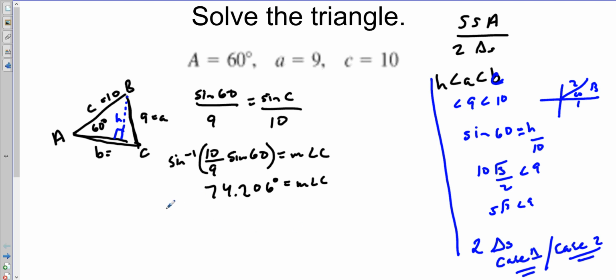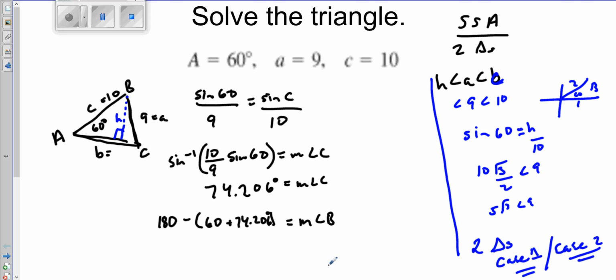From here, we can figure out the measure of angle B by knowing a little geometry. We're going to take 180 minus 60 plus 74.206. We can go on our calculator again. Wrong button.